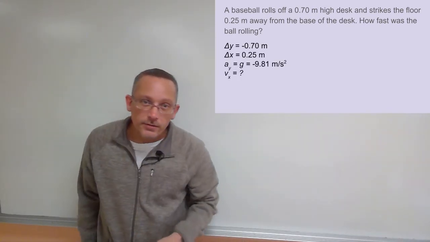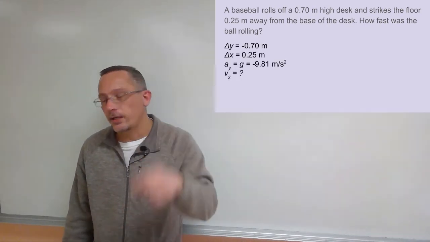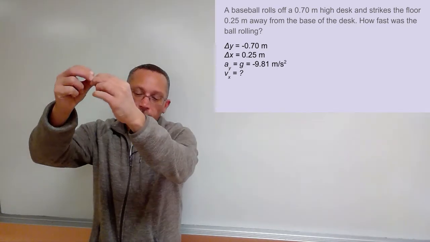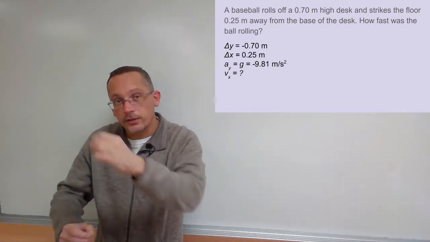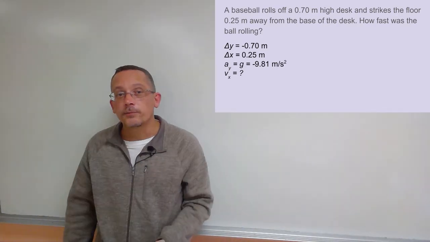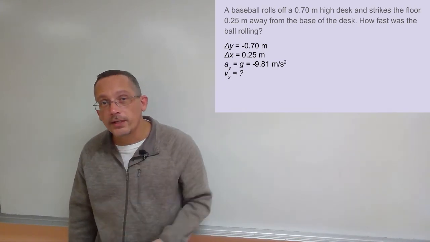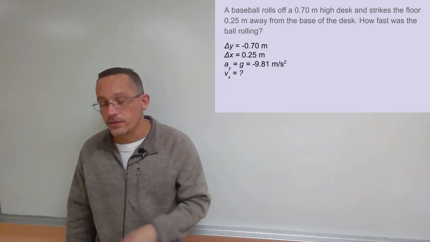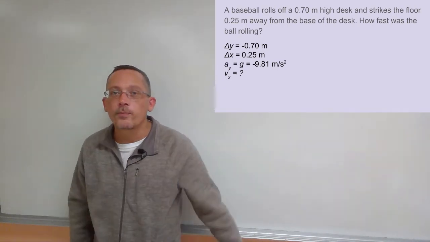So the first number there is 0.70 meters. That was the height of the desk. So this is how far the ball is going to travel in the vertical direction, the vertical displacement. So this is delta y. Delta y is going to be negative 0.70 meters because it's moving downward.